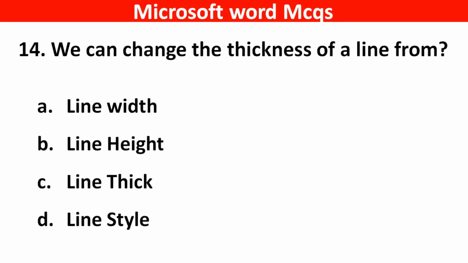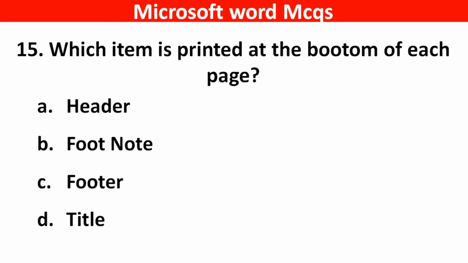Next question, we can change the thickness of a line from? Right answer is option D, line style. Next question, which item is printed at the bottom of each page? Right answer is option C, footer.